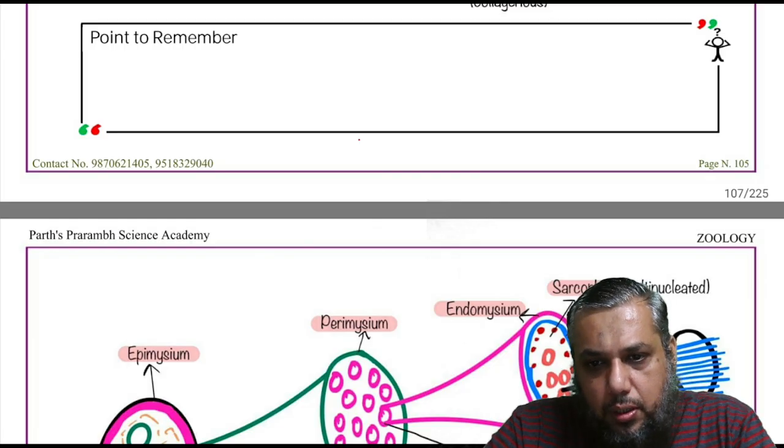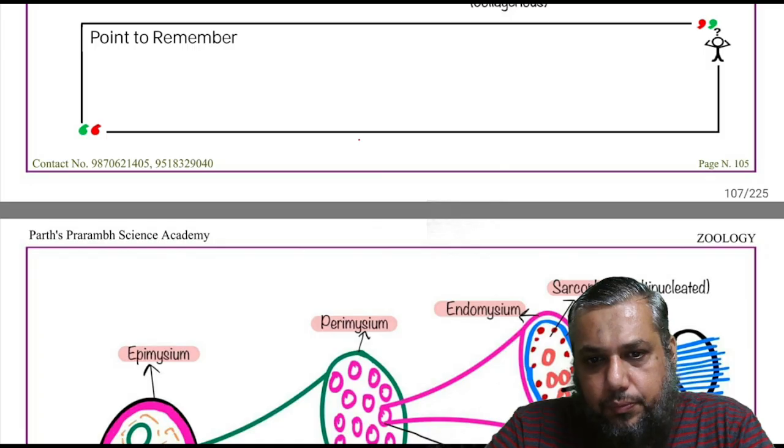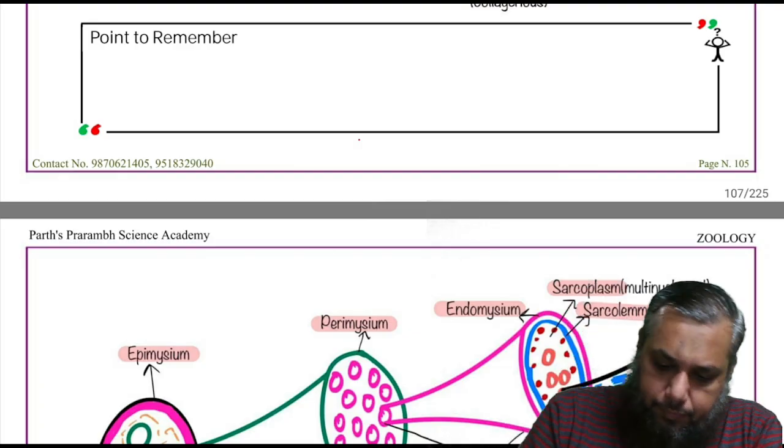The distance between two successive Z lines is called a sarcomere. The sarcomere shows the presence of a full dark band and two half light bands on either side. So one sarcomere shows the presence of a full dark band and two half light bands on either side.